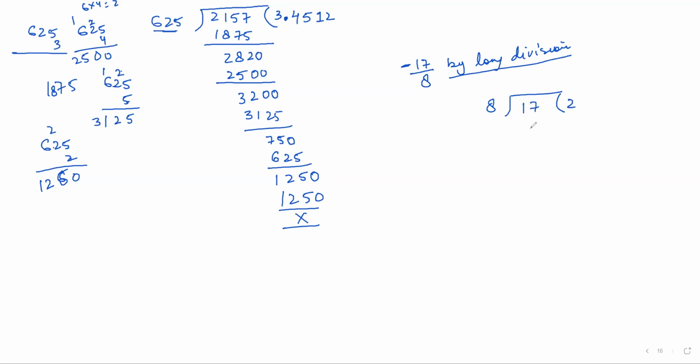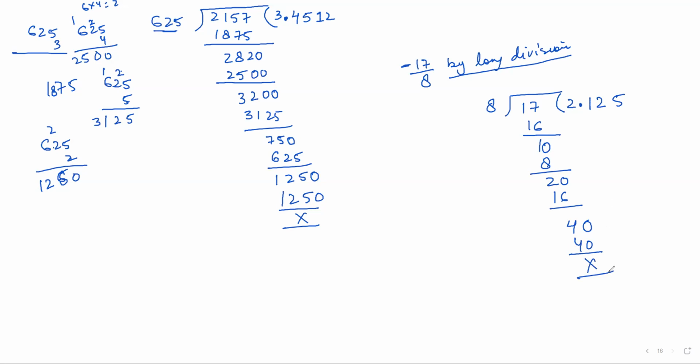So 8 into 2 is 16, 1. 16. So put a point and then put a 0, making it 10. So 8 into 1 is 8, right? 2. Again put a 0, making it 20. So 8 into 2 is 16, right? Then 4. So you can add a 0 and then 5 times 40, right? Okay.